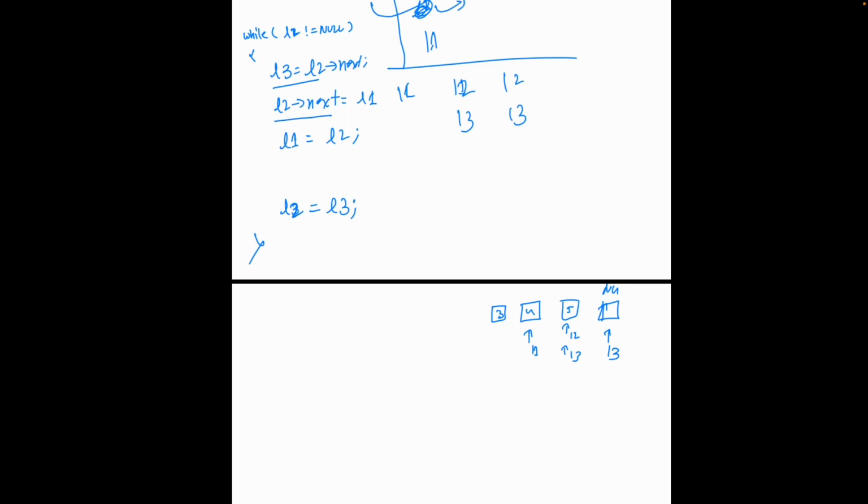Now L2's next will become L1. That means this thing will change to this thing. Okay. Now L1 equals L2, so L1 will point here. L1 points here, L2 points here. Now, if you do L2 equals L3, both L2 and L3 will point at null, and this loop will be gone out.